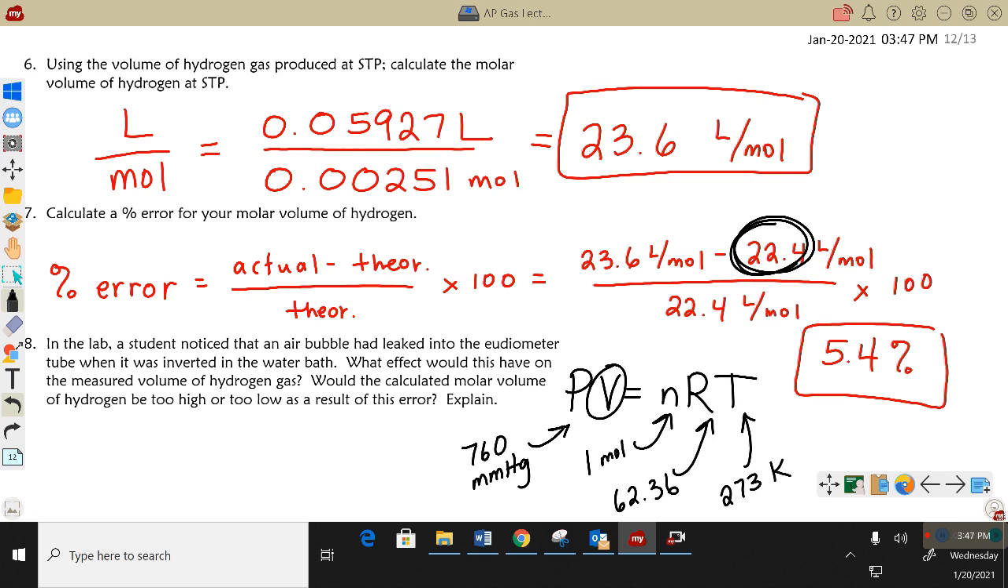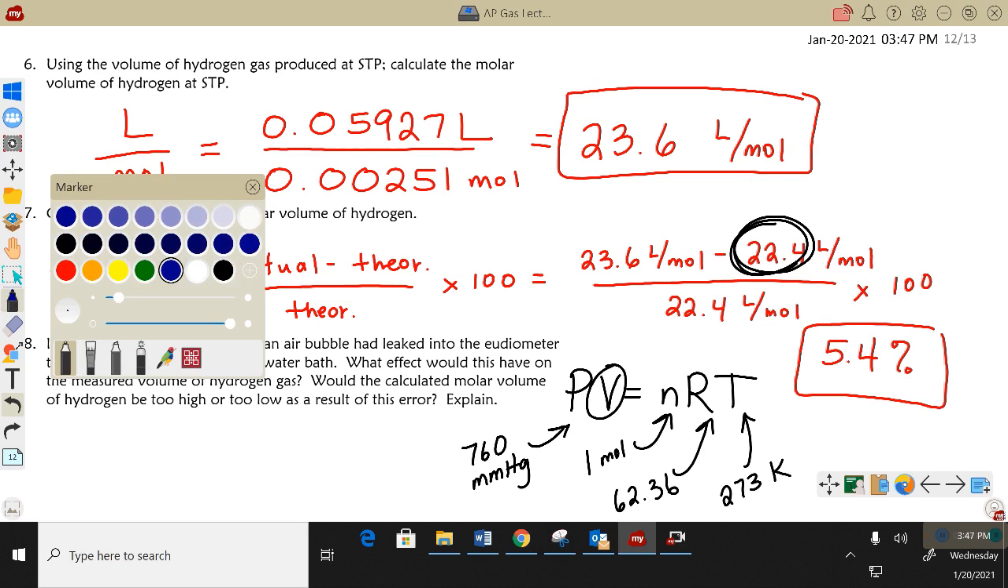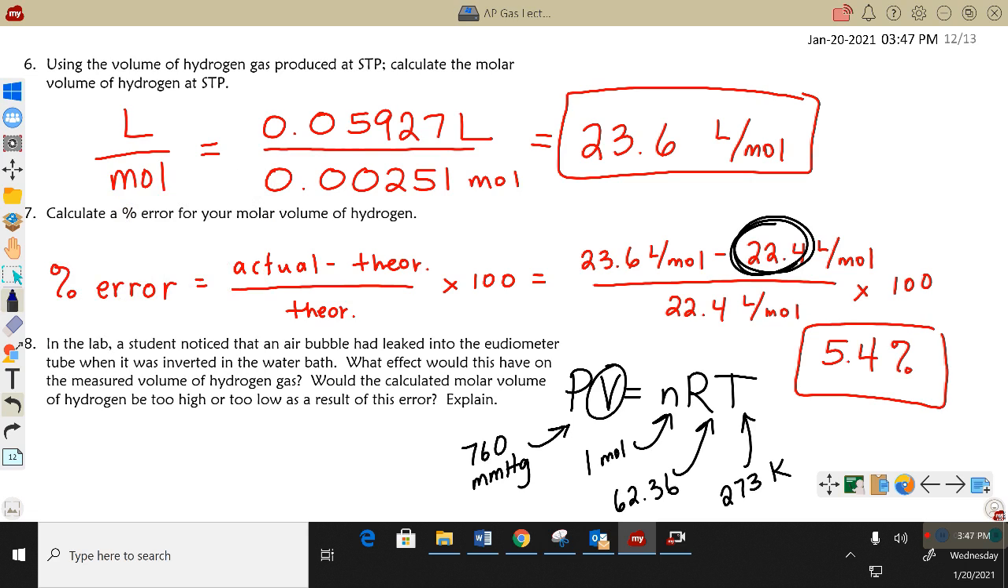A student noticed an air bubble. An air bubble had leaked into the eudiometer tube when it was inverted into the water bath. So when you flipped it upside down, there was a hole on the end of the stopper. What if a little water leaked out, or you didn't have your stopper in tight? Then obviously you're losing a little water and you're going to have an air pocket in there. What effect would this have on the measured volume of hydrogen gas?